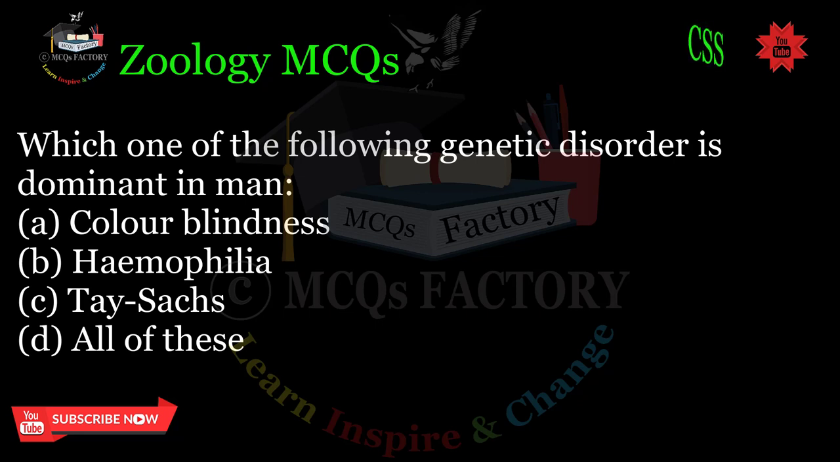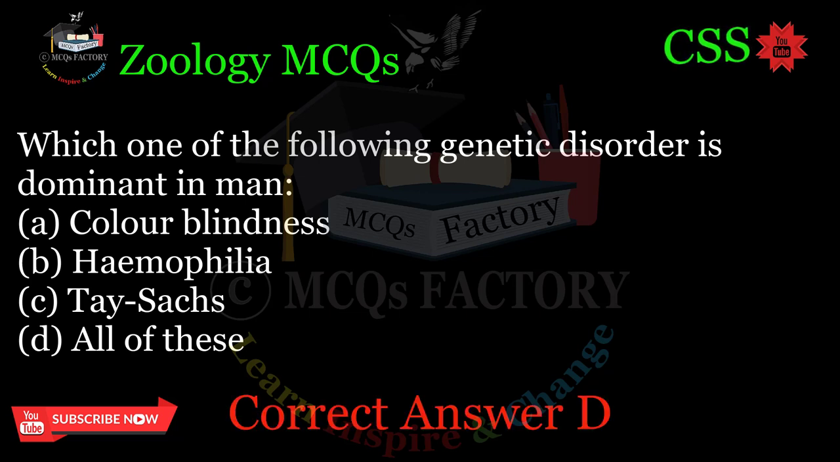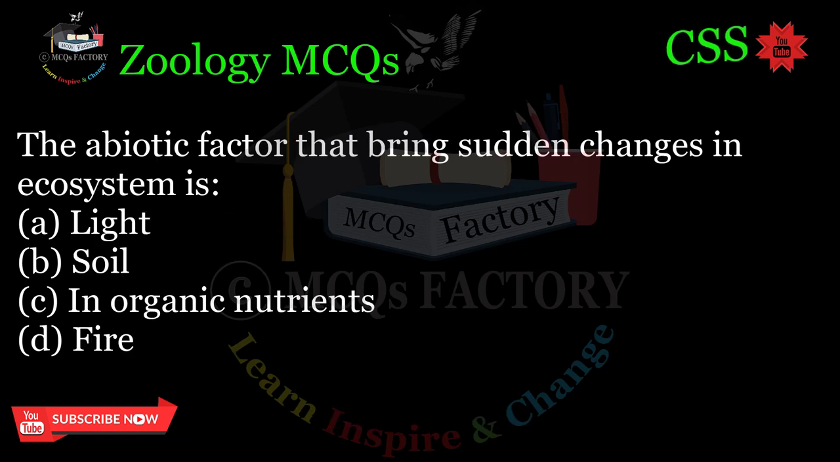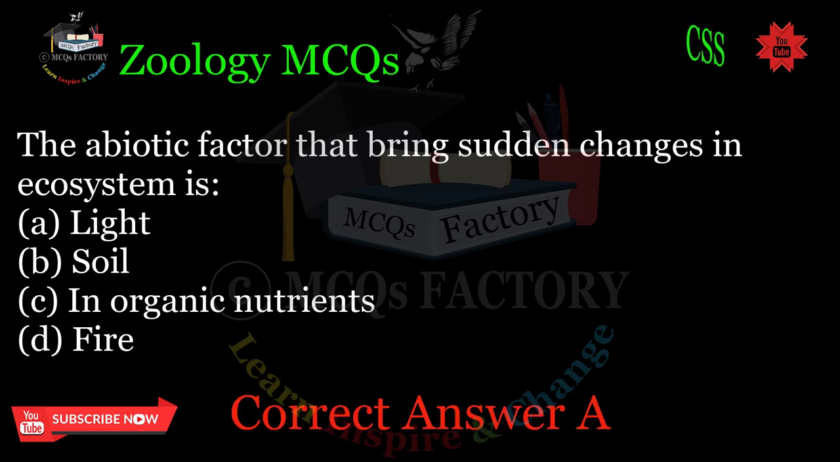A. Color blindness, B. Hemophilia, C. Tay-Sachs, D. All of these. Correct answer D. The abiotic factor that brings sudden changes in ecosystem is A. Light, B. Soil, C. Inorganic nutrients, D. Fire. Correct answer A.